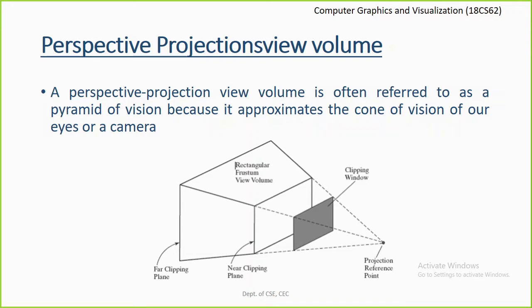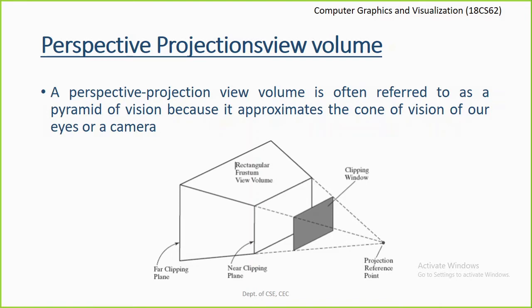If you remember, in the orthographic projection, what was the shape of the view volume? In case of orthographic projection, the shape of the view volume was a rectangular parallelepiped, kind of a box, right? But here, the shape of the perspective projection view volume will be in the form of a pyramid or a truncated pyramid. If we consider this projection reference point, the far clipping plane will act as the base of the pyramid. Now if we restrict the z-axis to the near and the far clipping plane, we get a truncated pyramid, and we call this particular shape the frustum.